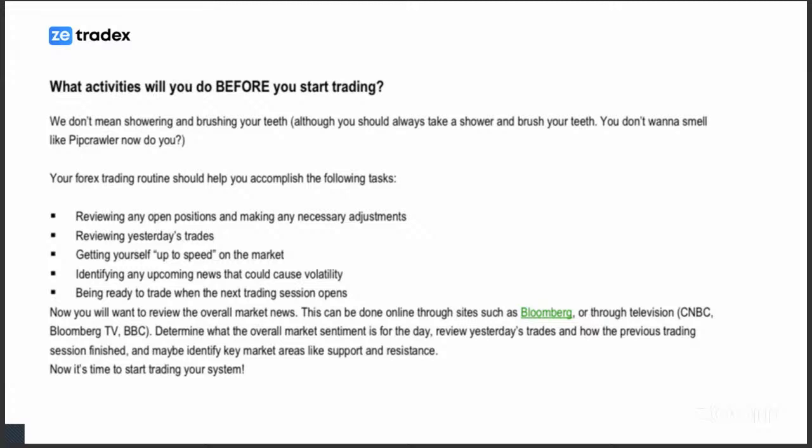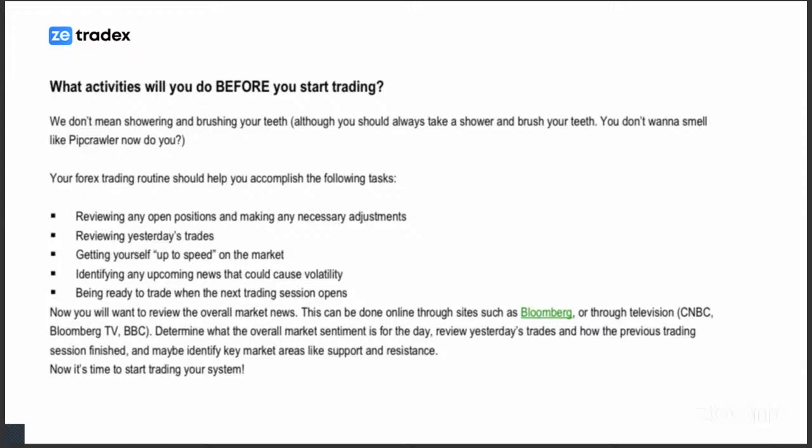One, reviewing any open positions and making any necessary adjustments. Reviewing yesterday's trades, getting yourself up to speed on the market, identifying any upcoming news that could cause volatility, being ready to trade when the next trading session opens.